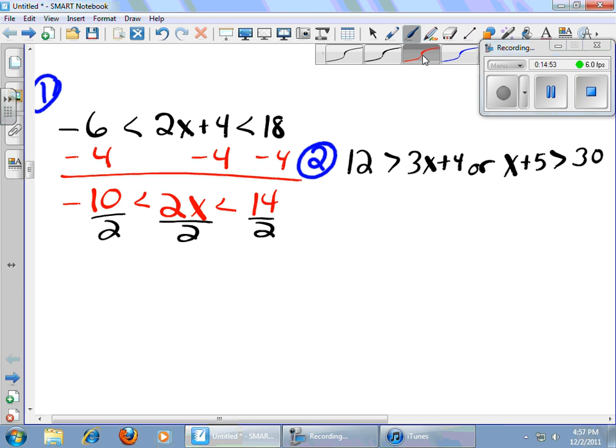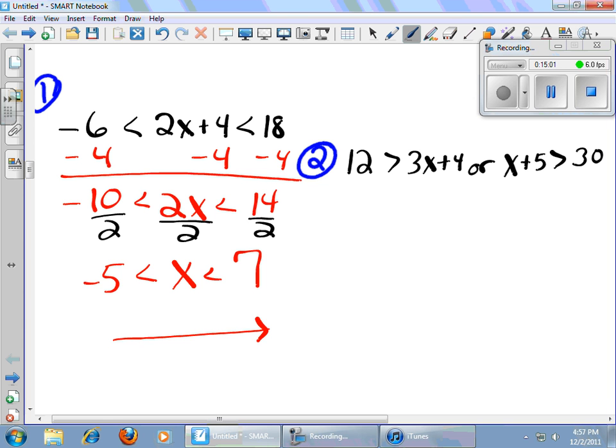I'm not saying much, but that's okay. You should be able to follow what I'm doing. My number line will look like this. -5, open circle, +7, open circle, and the numbers that make it true are all in between there.